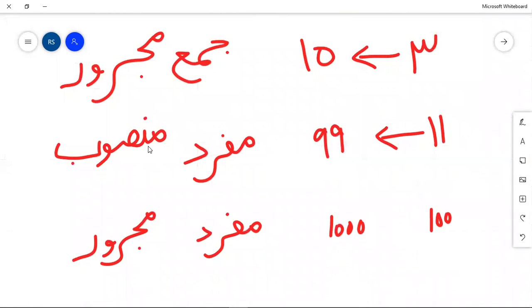You need to remember this thing. Inshallah. This is for madud only.